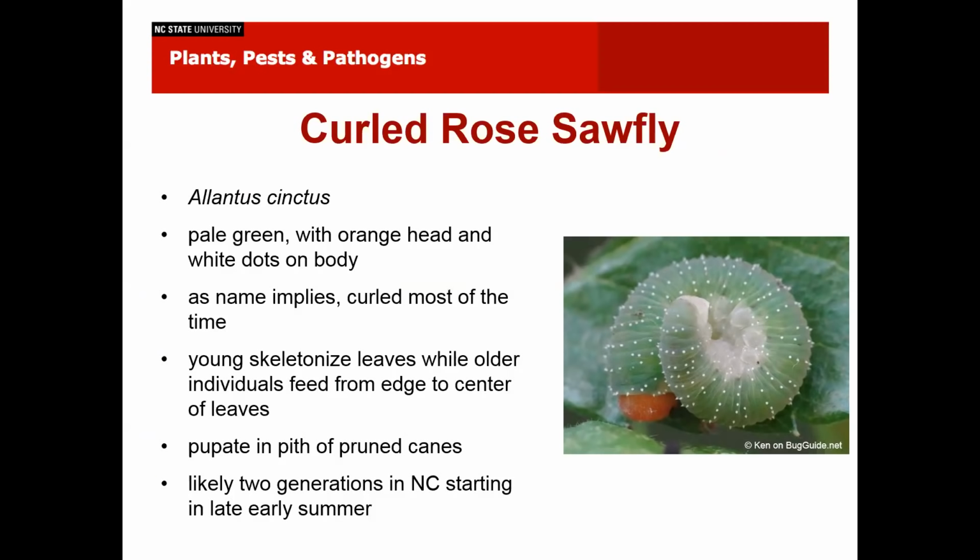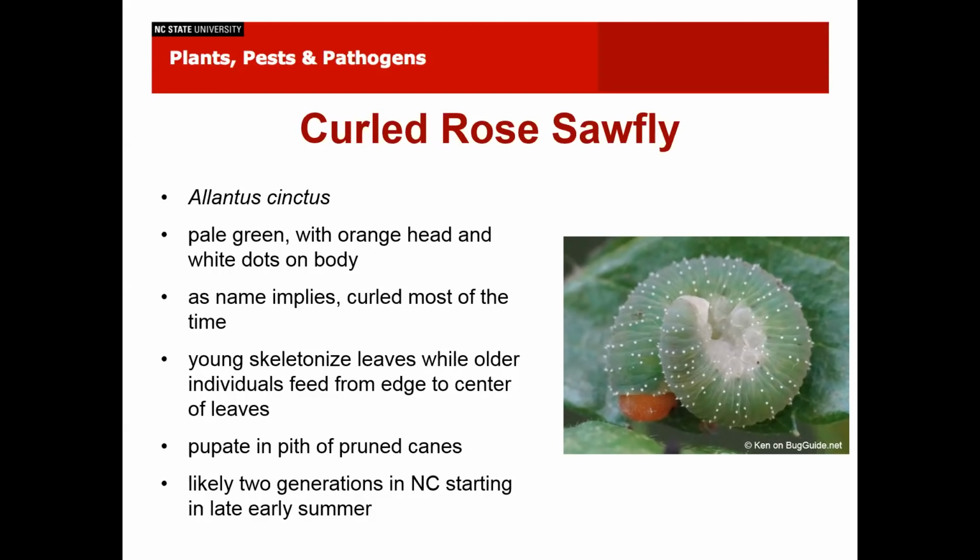The young will skeletonize the leaves, but in contrast to the other one, the older ones will actually feed from the edge of the leaf to the center. So they don't make big holes in it. They will chew like a typical caterpillar, say, where it chews from the outside to the inside. This is an interesting one, and apparently it pupates in the pith of pruned canes. So if it bores in, it can actually cause some damage to canes, depending.